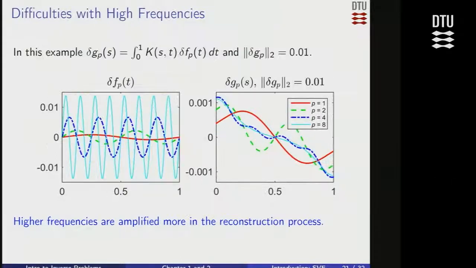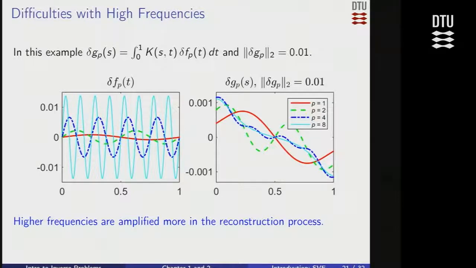Now we could try somehow to do the opposite. Maybe we could try that. So now let's start on the figure on the right. Here I have the same functions g_p again, except I have scaled them such that they all have the same norm, 0.01. So now I have four different right-hand sides. They have the same norm, but they have different frequencies. And then I go back and see what's the corresponding function f.